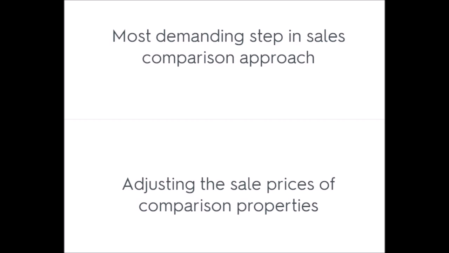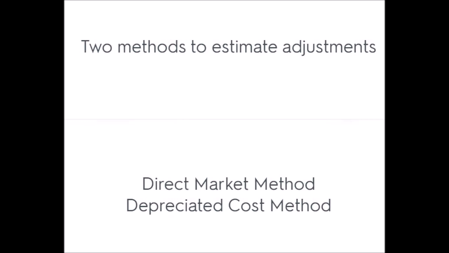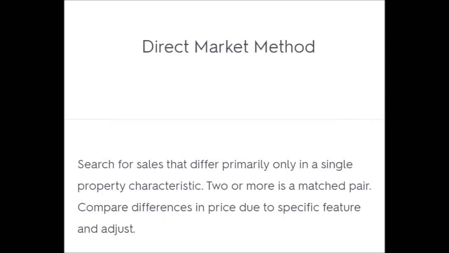Adjusting the sale prices of comparison properties. Two methods to estimate adjustments. Direct market method. Depreciated cost method. Direct market method. Search for sales that differ primarily only in a single property characteristic. Two or more is a matched pair. Compare differences in price due to specific feature and adjust.